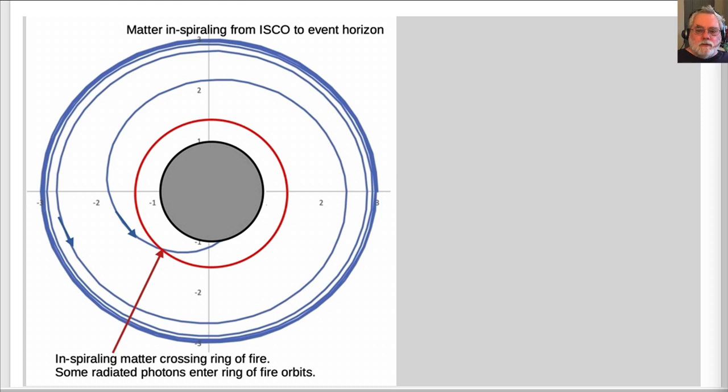This is an example trajectory of some matter that was at the ISCO here, rotating in this direction. It lost energy and angular momentum through friction or radiation, and it began to spiral toward and into the event horizon. Here it's spiraling slowly, then a little faster, and here it crosses into the event horizon.